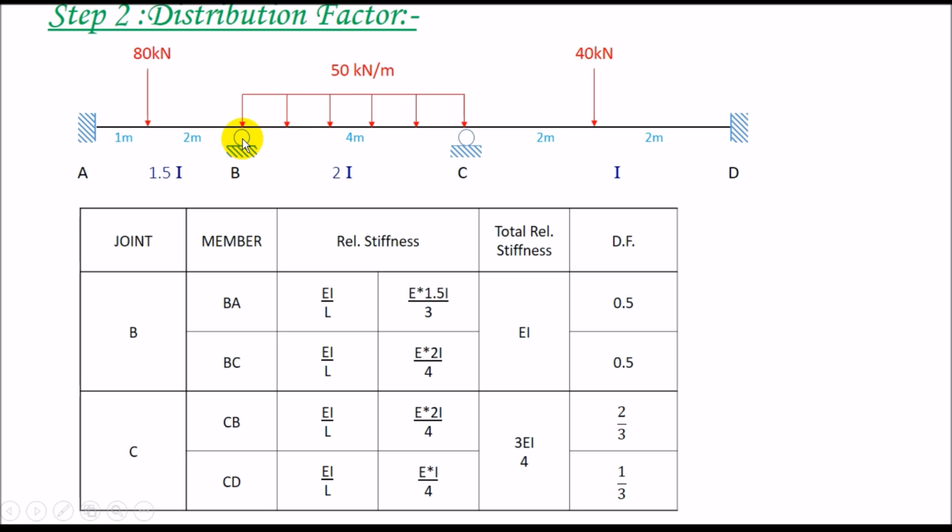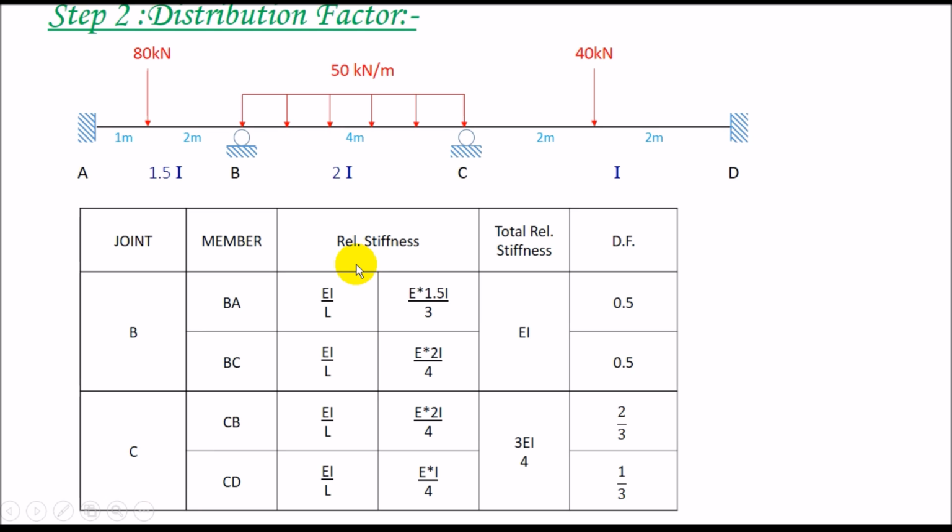They connect more than one member: BA and BC for B, and CB and CD for C. Alright, so the first column is the joint, which is B and C. The second is the members that are connected by the respective joints, that is BA, BC for B and CB, CD for C. And the third column is relative stiffness.